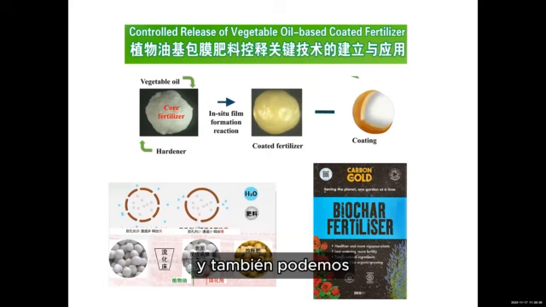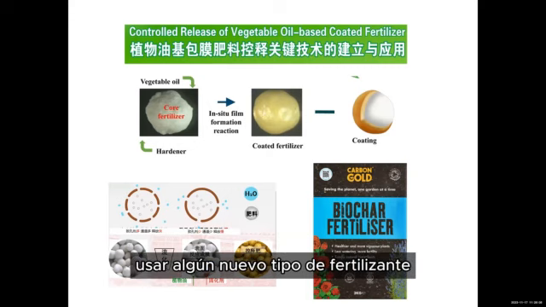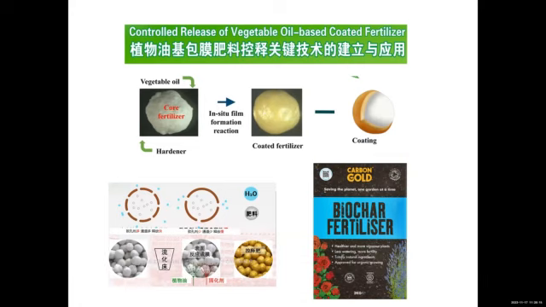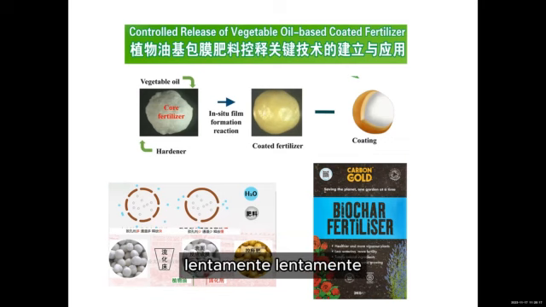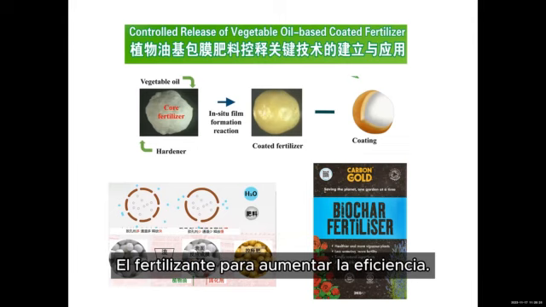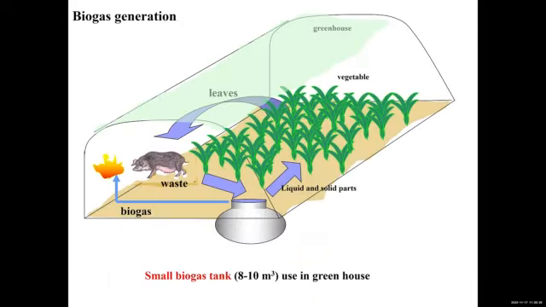And also we can use some new types of fertilizer. For example, we use the coating fertilizer to make the nutrient slow release. And also maybe we can use biochar integrated with the fertilizer to increase the efficiency.